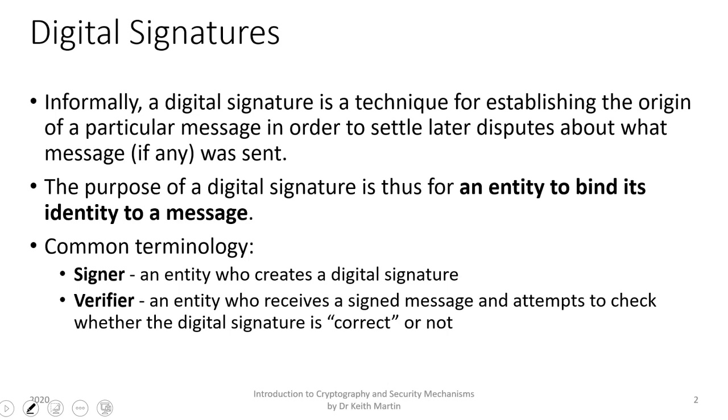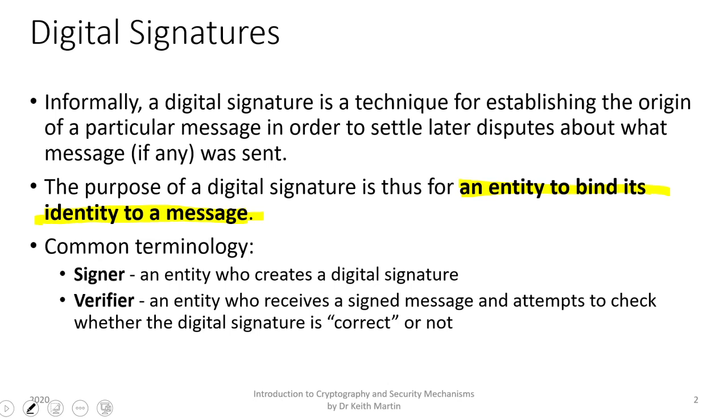So what we essentially do with this is we are trying to bind an entity to a message. For example, if a message is from me and my identity as the sender, a digital signature is going to bridge those things together or create a bind between those two points.